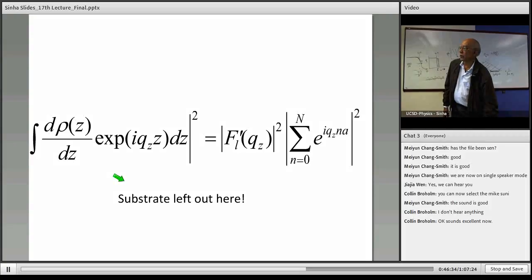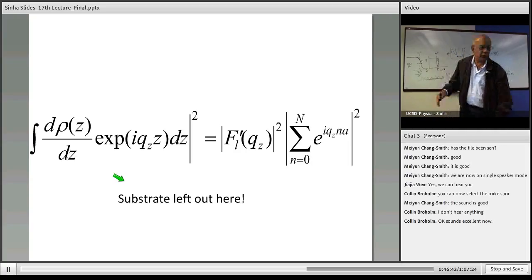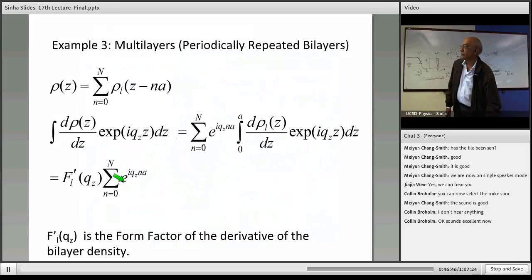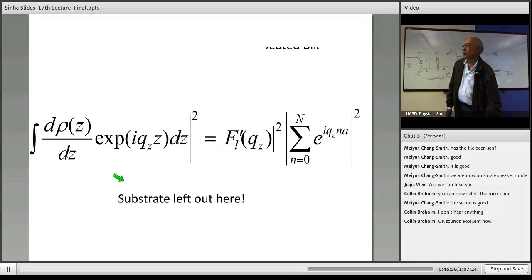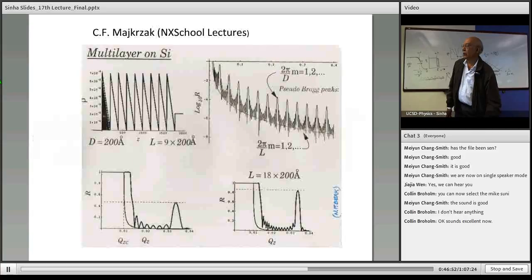So when you modulus square it, you get the form factor modulus squared and this thing squared. We're leaving out the substrate here. It can also be put in easily, just like I did for the thin film. And let's go on. And this is again taken from Marjak's lectures.